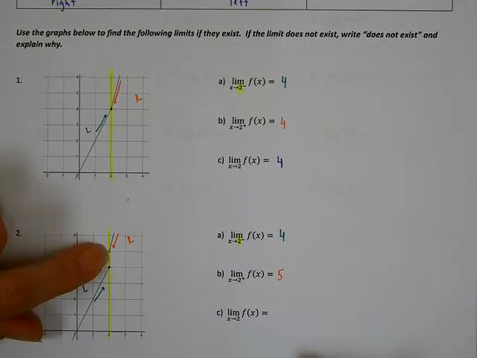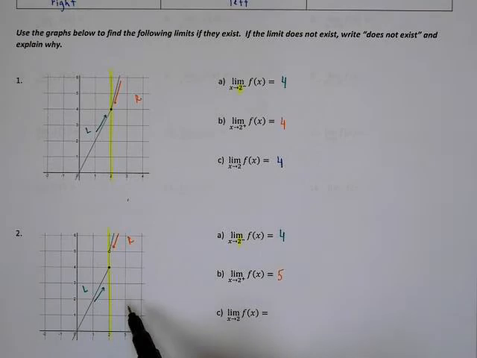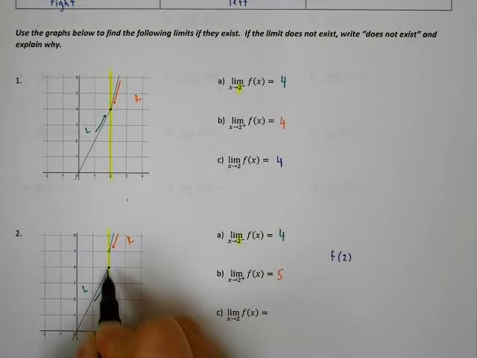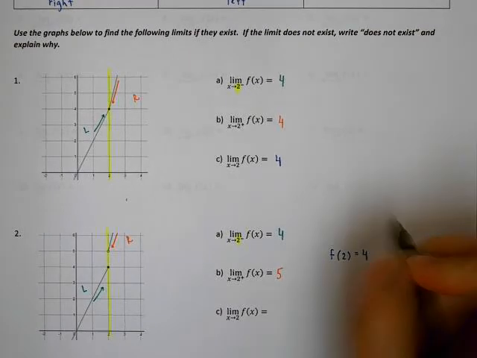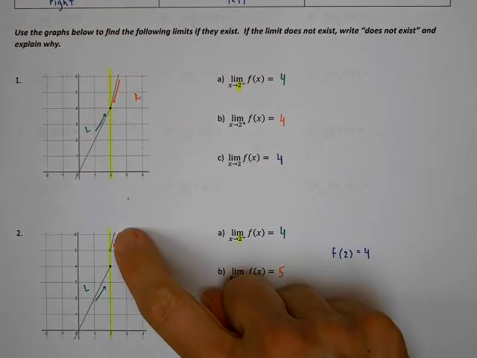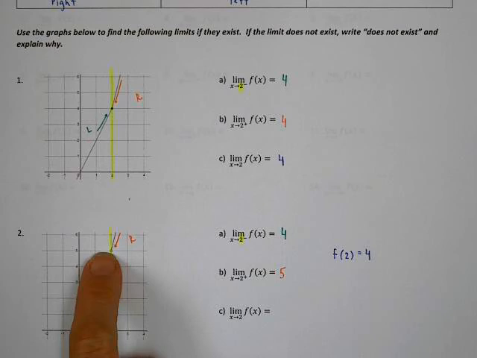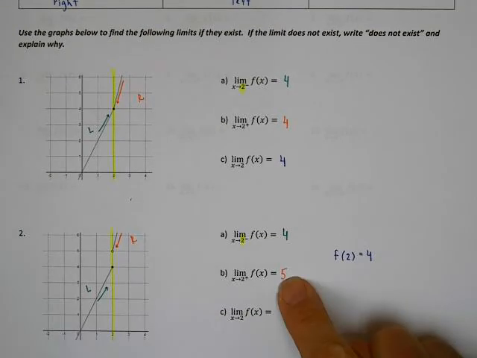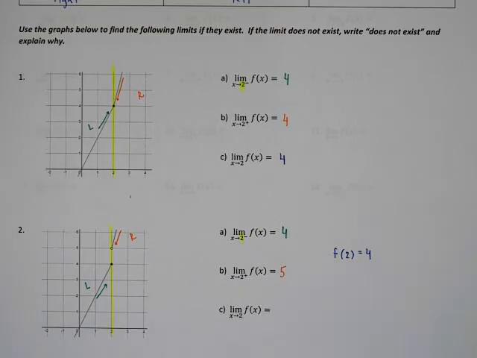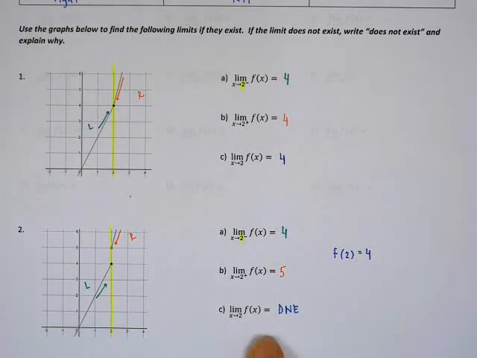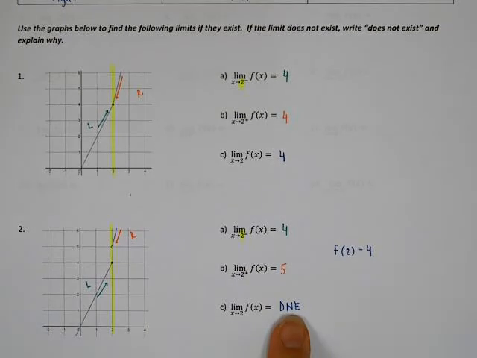Now remember, we said the limit has nothing to do with the function value. As a side note, I happen to know that f of 2 is equal to 4, because that's where the function is defined with that closed circle. But the limit does not have to be the same as that function value. As I'm approaching from the right, I'm getting closer to that y value of 5. So in this case, because my left side is 4 and my right side is 5, I would say for the two-sided limit, it does not exist. And this is an acceptable shortcut for does not exist.